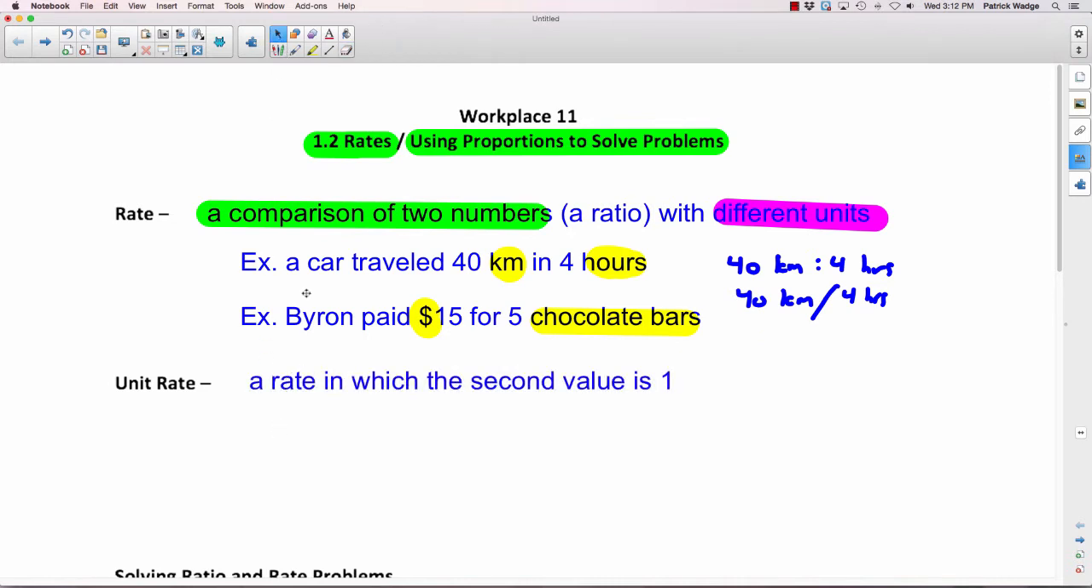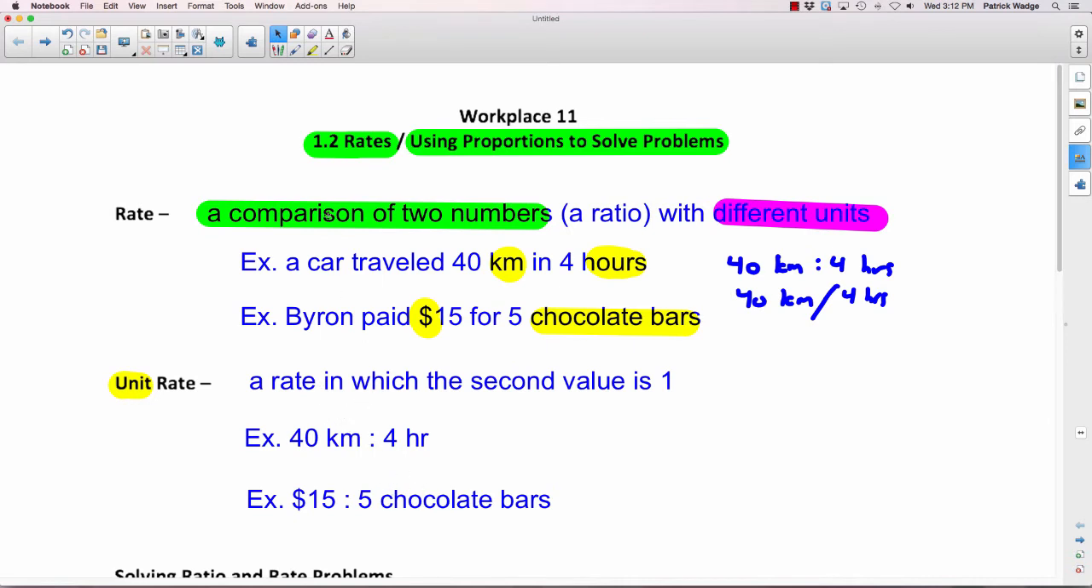A unit rate is a rate in which the second value is 1, right? The word unit refers to one of something. If you have a unit, you have one of it. So a unit rate is a rate in which the second value is 1. So I'm going to take a look at these same examples. So here's our 40 kilometers for 4 hours, just like I wrote up here. And here's our $15 for 5 chocolate bars.